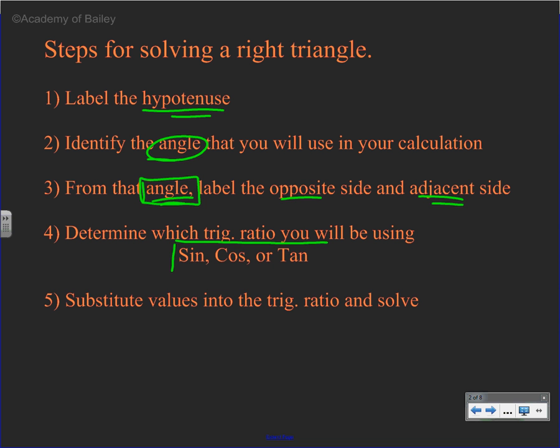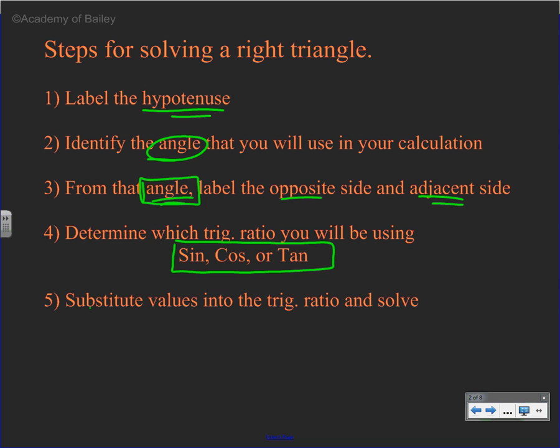Number 4 is determine which trig ratio you will be using. You're going to either use sine, cosine, or tangent, and you should have those formulas from the first video. You don't yet know how to set up the fraction, but as long as you have those formulas, you're good to go. And we're going to show you how to use those in this video right now.